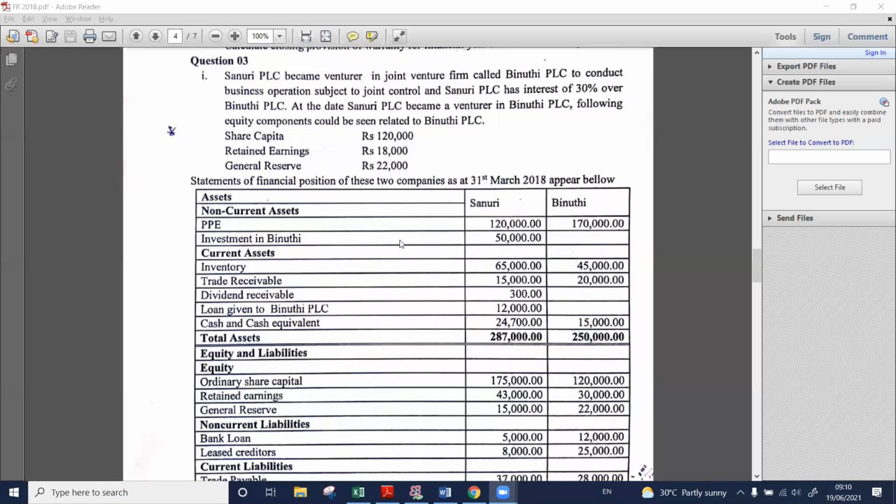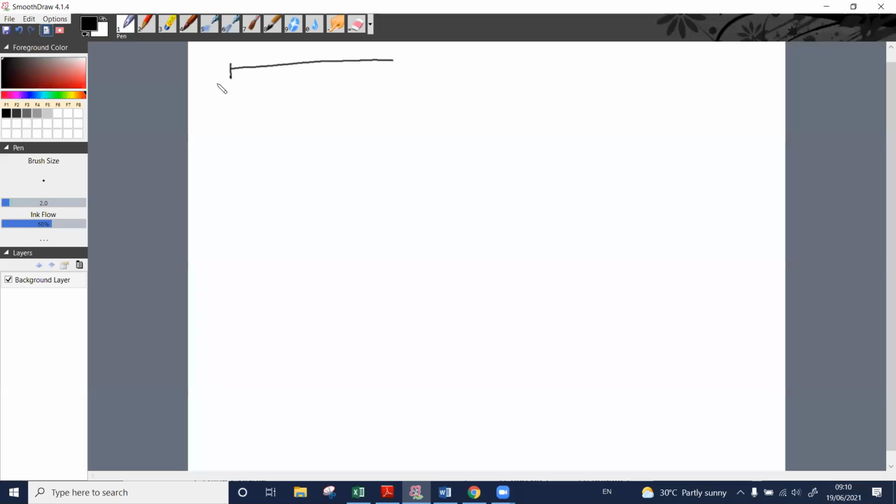First, we will start from the beginning. First thing is what? We need to map this information. Sanuri PLC became a venturer in a joint venture firm called Binuti PLC to conduct business operations subject to joint control, and Sanuri PLC has an interest of 30% over Binuti PLC. On the acquisition date, it is not given, so we don't know. What has happened? Sanuri PLC, let's say S for Sanuri, has acquired 30% of Binuti PLC.